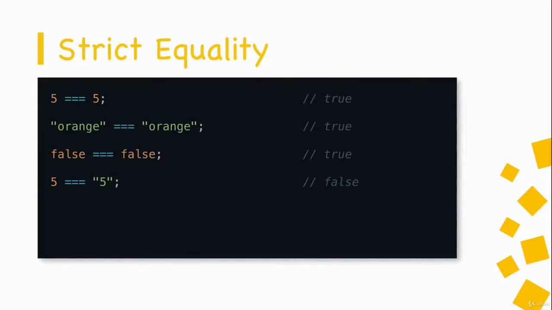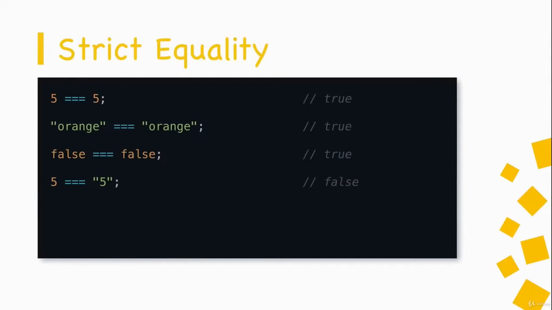However, this is where things get interesting. The number 5 is not strictly equal to the string 5. So if you remember from the equality operator, this would have returned true because the equality operator only cares about the value and not the data type. So the number 5 would be equal to the string 5 and it would return true.